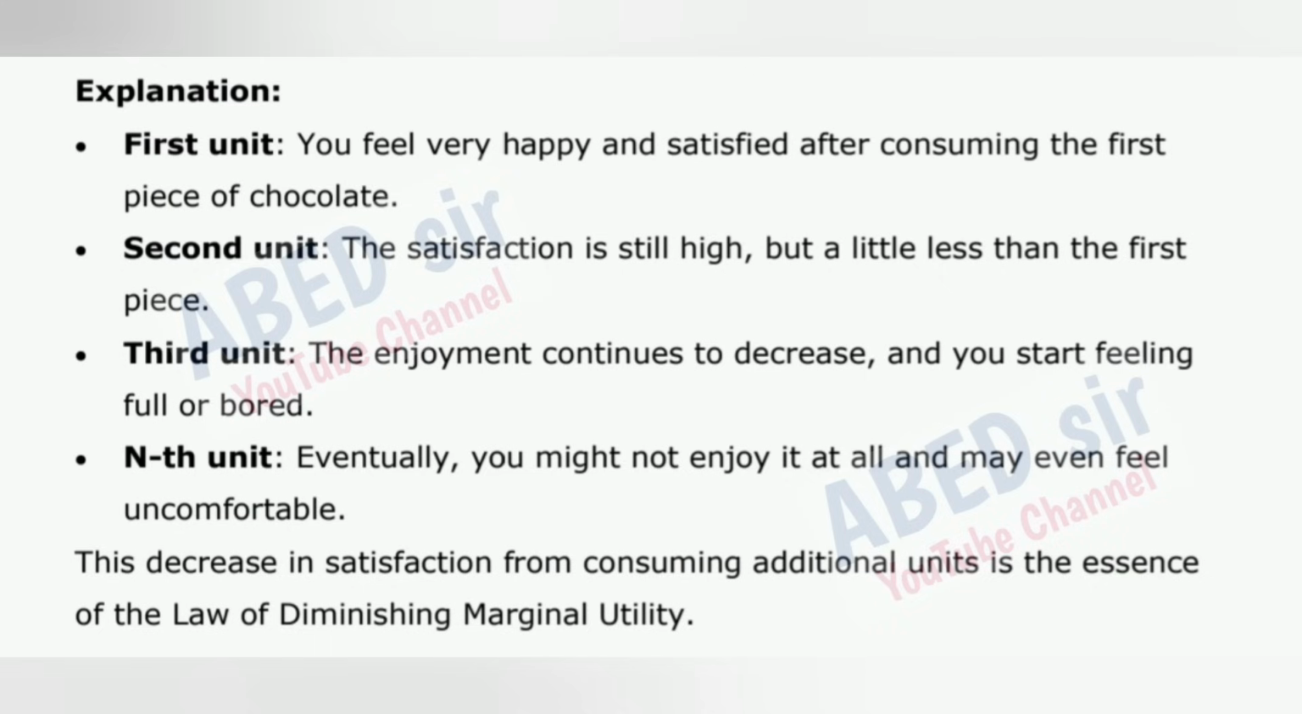Explanation. First unit, you feel very happy and satisfied after consuming the first piece of chocolate. Second unit, the satisfaction is still high, but a little less than the first piece. Third unit, the enjoyment continues to decrease, and you start feeling full or bored. Nth unit, eventually, you might not enjoy it at all and may even feel uncomfortable. This decrease in satisfaction from consuming additional units is the essence of the law of diminishing marginal utility.